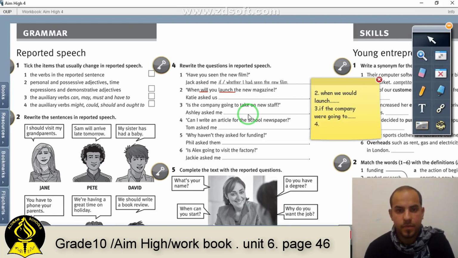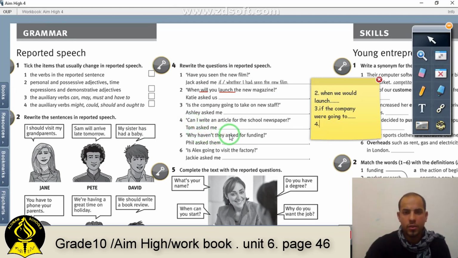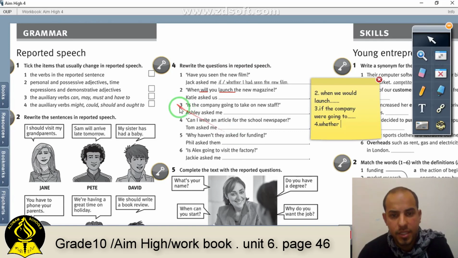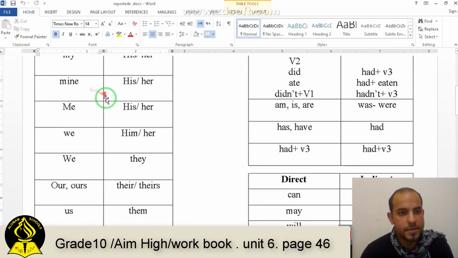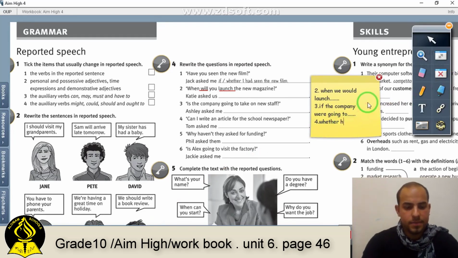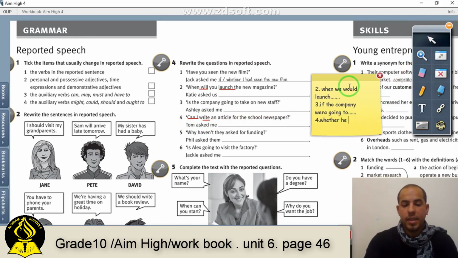Number 4. Can I write an article for the school newspaper? So Tom asked me. This is not a WH question. This is also a yes or no question. So we start with if or whether. Let's use whether. Whether, what is the subject? So Tom asked me. The subject is I. So it becomes what? I to he or she. And the speaker is what? Is a male. So whether he. Where is the tense? The tense is can write. Whether he, can changes to what? Tell me. Excellent. To could, write, and the complement.